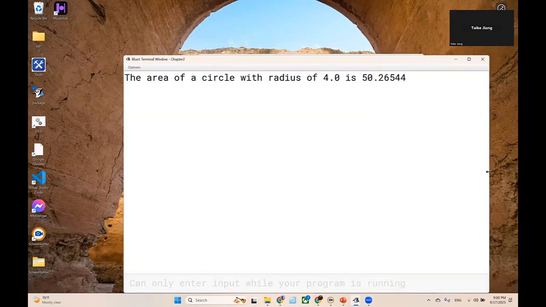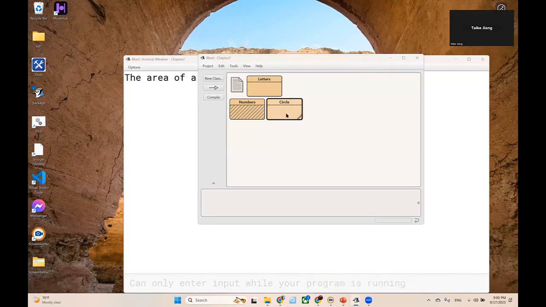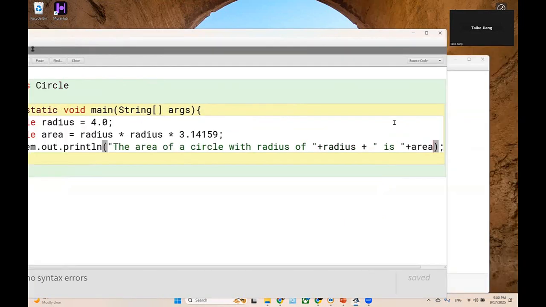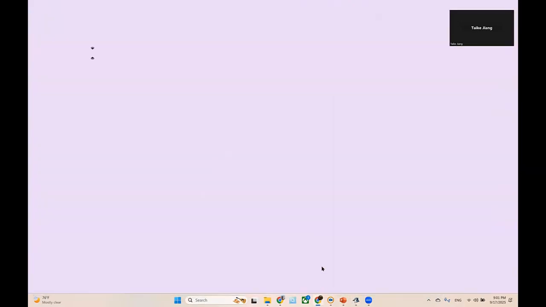Is that okay? One thing that you need to remember is that when you have numbers here, they will merge with the string as a string. Same for this area. Your 4.0 will be put over here, then the area of 50 something will be put here, and you will print out the whole thing. This one is to calculate the area. So you need to understand the program structure.